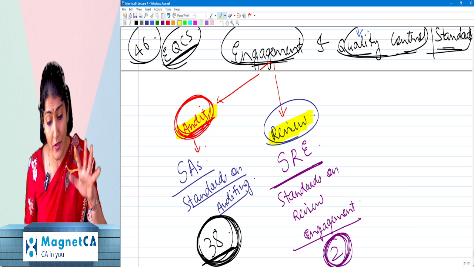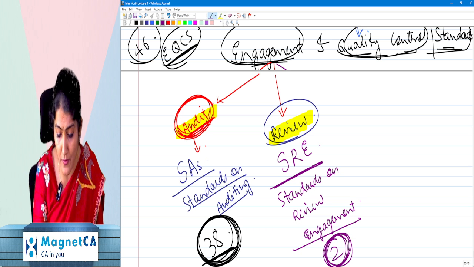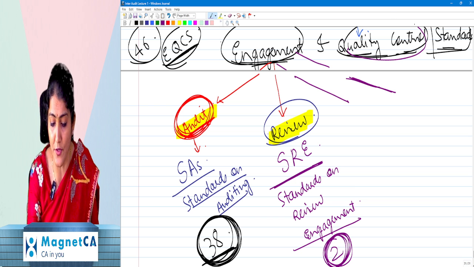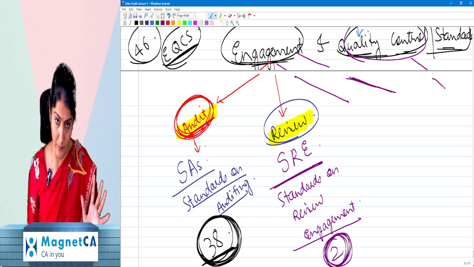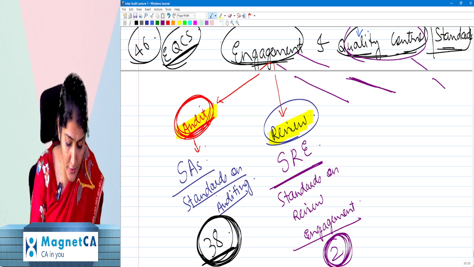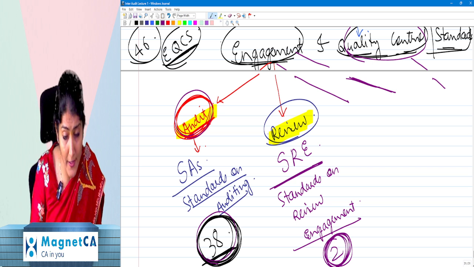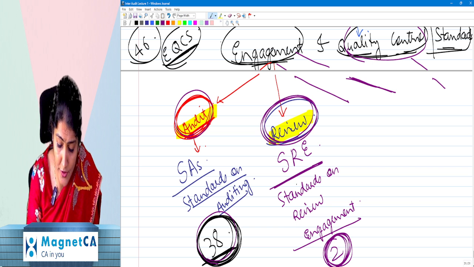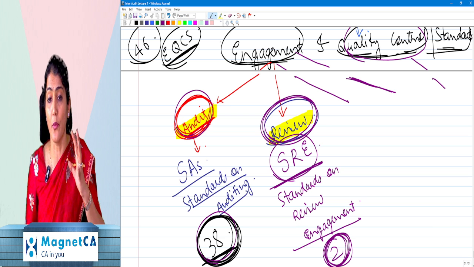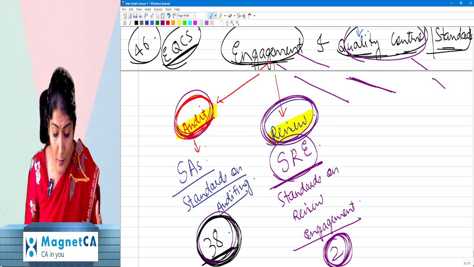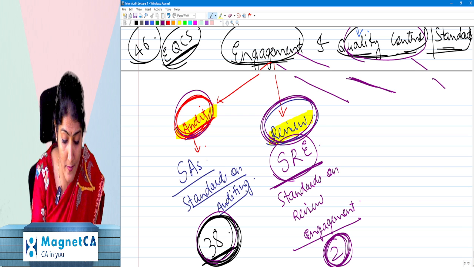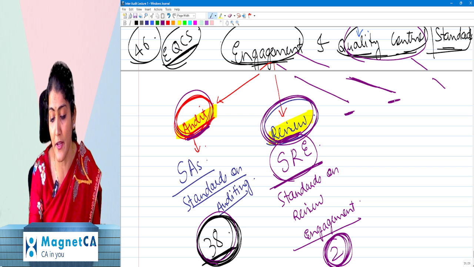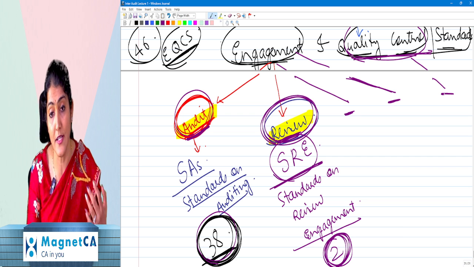So these are two types of engagement which can be performed by a CA: audit or review. Apart from this, there are two more types of engagement which we will talk about, and then we talk about quality control. When appointed to do an audit, you need to follow the standards on auditing. When appointed to do a review, you need to follow the standards on review engagement. After the break, we'll appreciate the difference between an audit and a review, what the other two types of engagement are, and what this quality control is about.